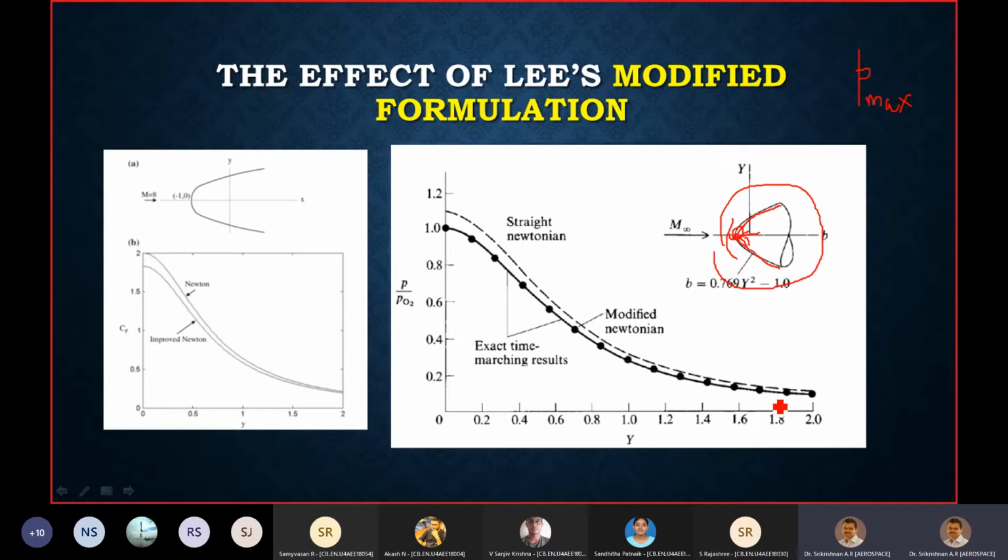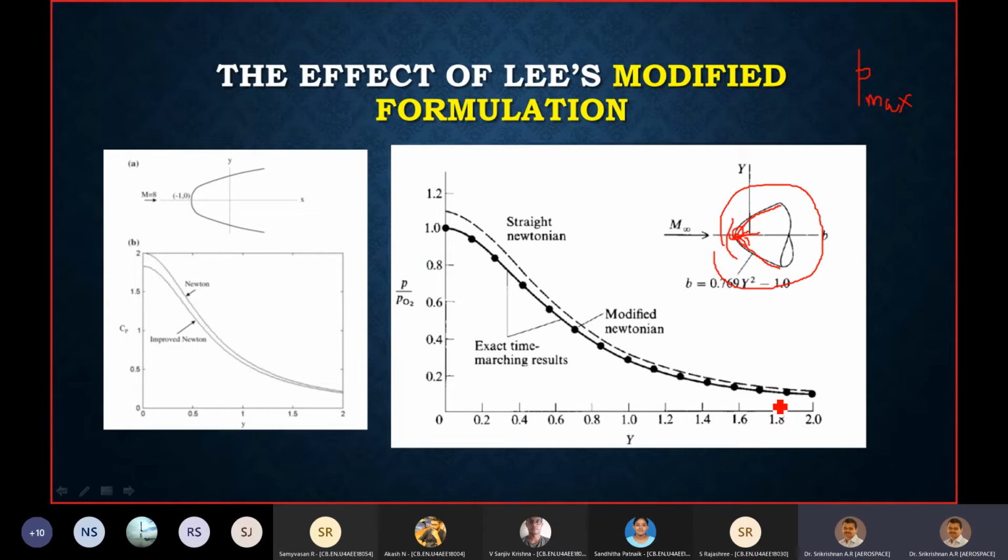So which means that when P is P max, we will have the highest value of Cp, because the normalization is with respect to mainstream half rho v squared, which is anyway a mainstream value, which is constant. So when P is highest, we will have the highest value, Cp max.